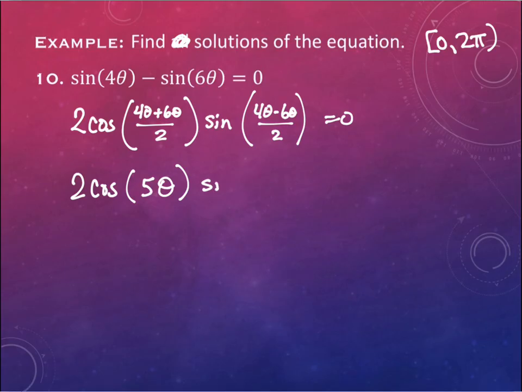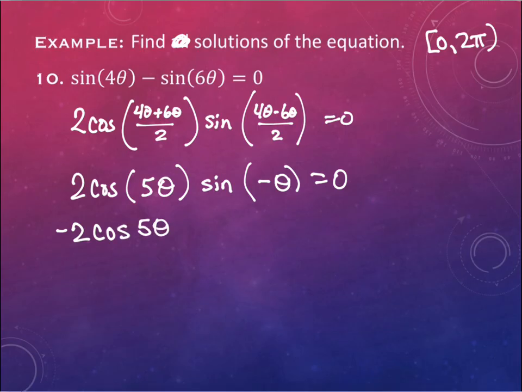Okay. The other one then, sorry, just checking that. And then the other one is 4 theta minus 6 theta divided by 2. And what's that one going to give me? That one's a negative theta. Negative inside of sine. Sine is an odd function, which means the negative inside is equivalent to a negative outside. So I'm going to change that. I'm going to rewrite this as negative 2, cosine of 5 theta, sine of theta equals 0.